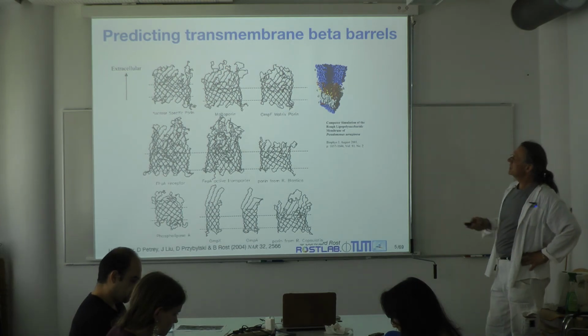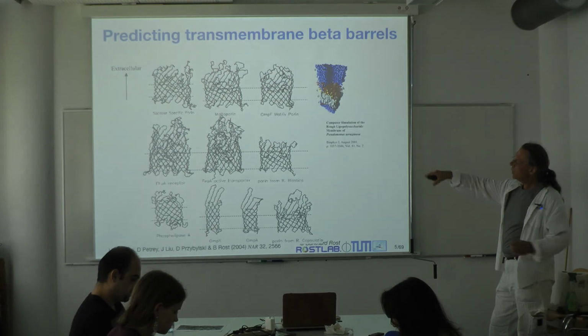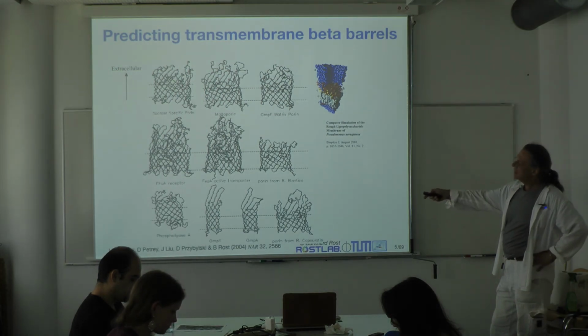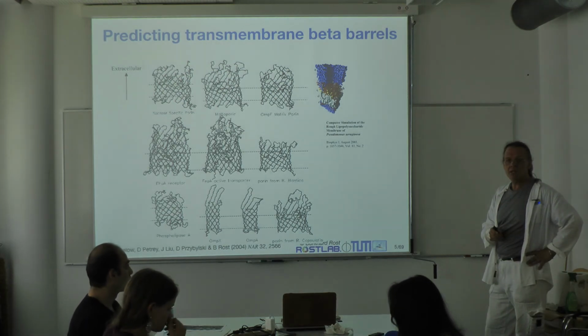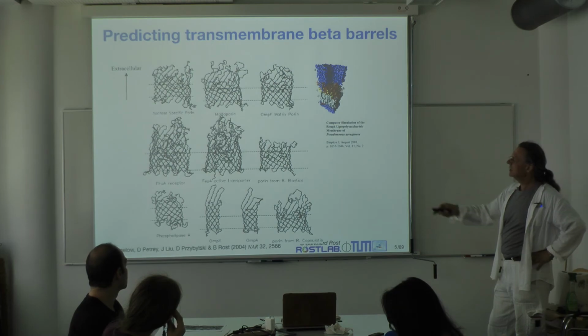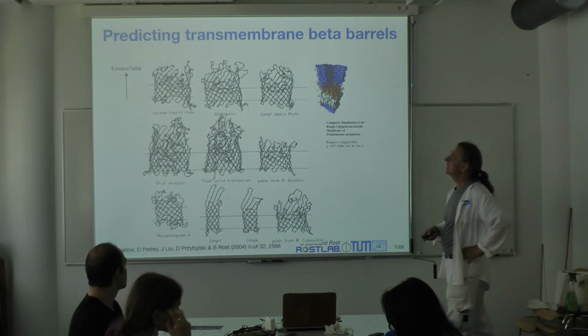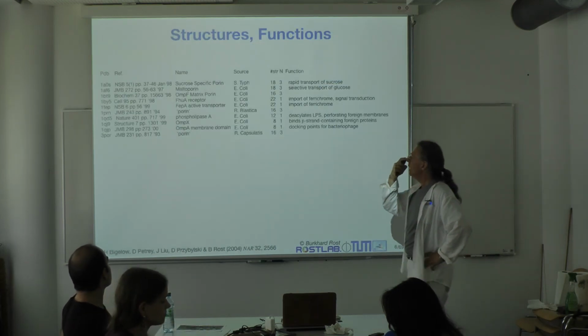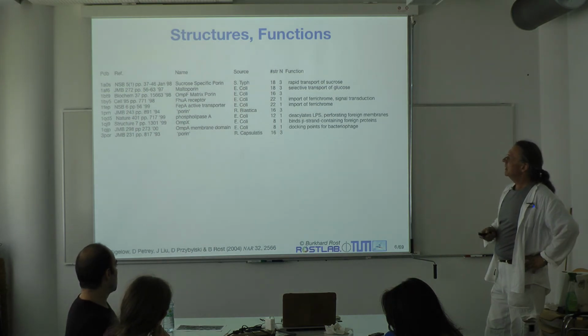Here are a few examples. They essentially differ in the way they are inserted. They differ in the width of the barrel, essentially by the number of transmembrane strands that span it, which changes the width, and they differ a little bit in the way the outside regions, extracellular and inside, look. This was from Henry, 30 years ago. The list is not much bigger today.